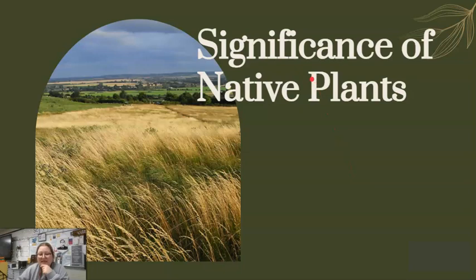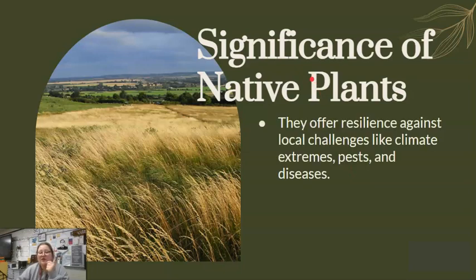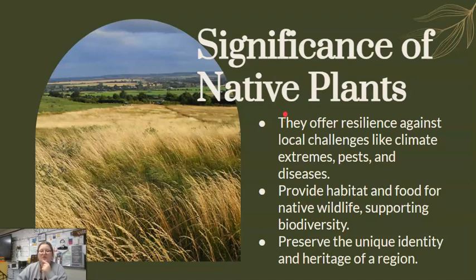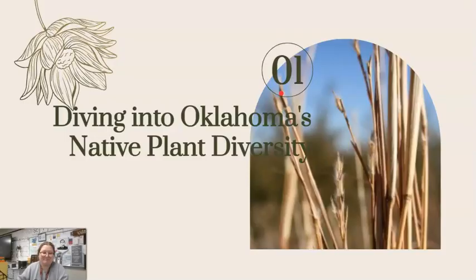So the significance of native plants. They offer resilience against local challenges like climate extremes, pests, and diseases. They provide habitat and food for native wildlife and support biodiversity, which is important for human health. And they also preserve the unique identity and heritage of a region. If we wiped out native plants and we just put whatever we wanted everywhere, we would just lose the identity of what, like in Oklahoma, what the grasslands are. And that's a huge part of each individual ecosystem.